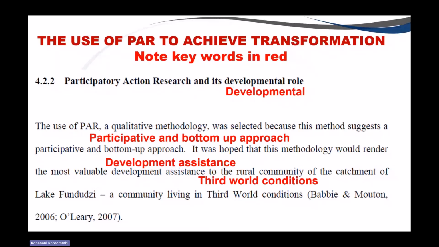It says, participatory action research and its developmental role. And I note there the keyword developmental. And if you go down here, I've marked participative and bottom-up approach in red, and below that there is development assistance again. And then the last one, the third world conditions. And all of these have to do with social justice, social and economic justice, that we would encourage through these studies: the participation of the people that are researched. The research participants have got equal voice. They contribute and participate in the studies.